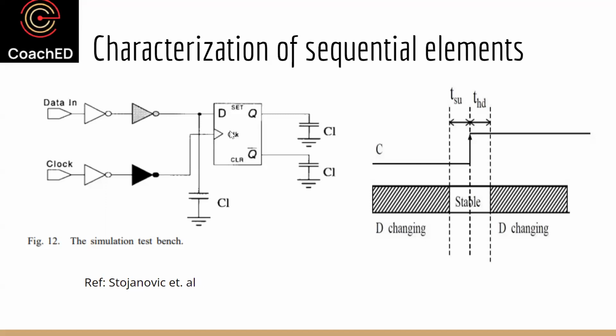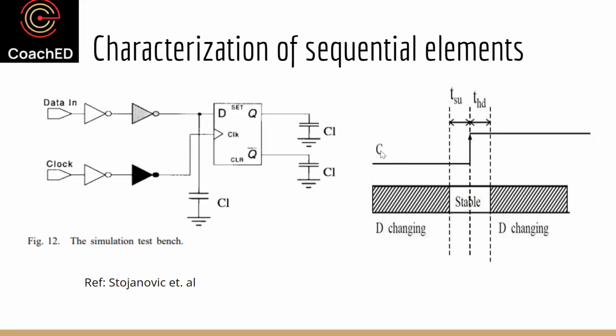Because for a sequential element, if you remember, I showed some curves yesterday where, based on the relative data to clock arrival time, there was some behavior on the output. And as we kept pushing data closer and closer to the clock, the output started failing, right? As also captured in this specific simple timing diagram.